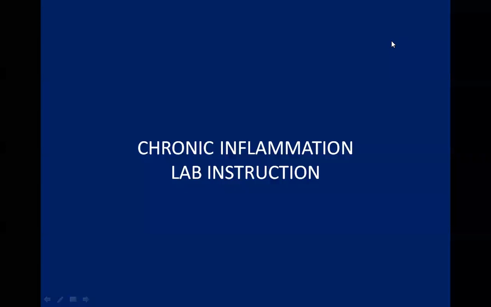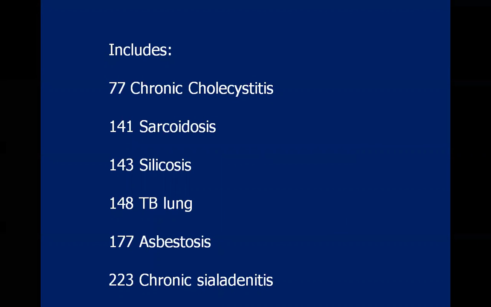Hi class, this is our session on chronic inflammation, and this session will cover slide 77, chronic cholecystitis, slide 141, sarcoidosis, slide 143, silicosis, slide 148, TB, lung, and 177, asbestosis, 223, chronic sialadenitis. So take note of the spelling. Okay, and then when you are going to write the TB lung, make sure that you do not use the, what do you call that, the dash.